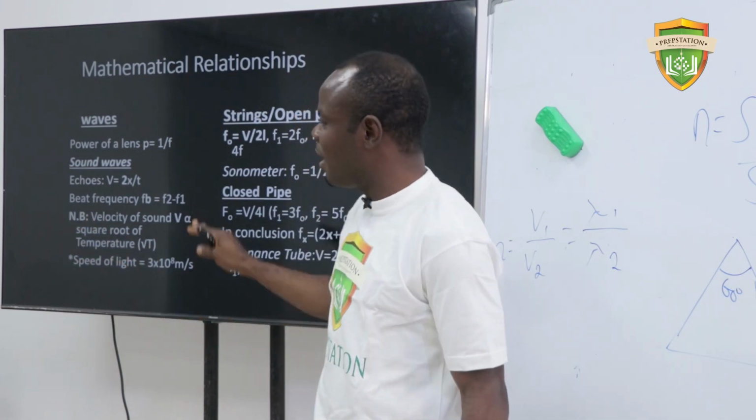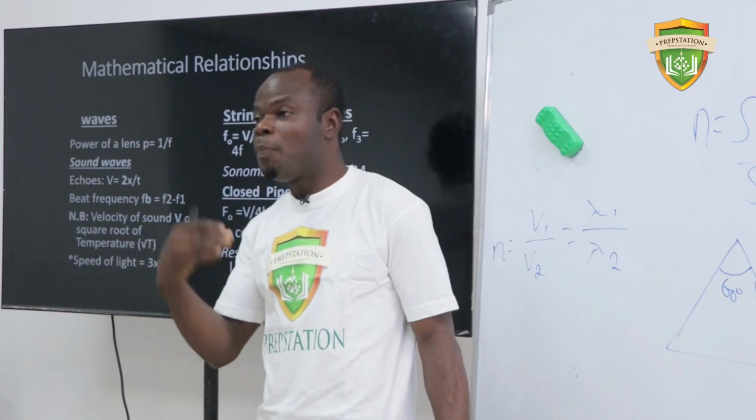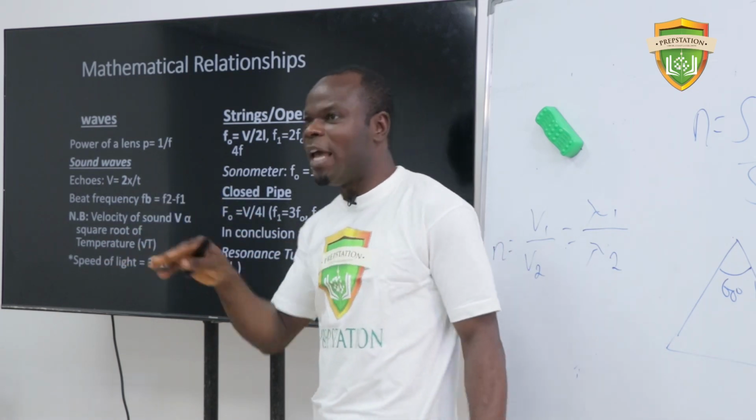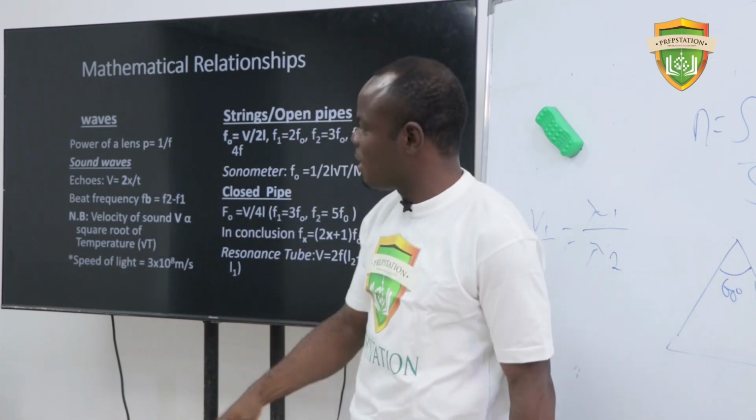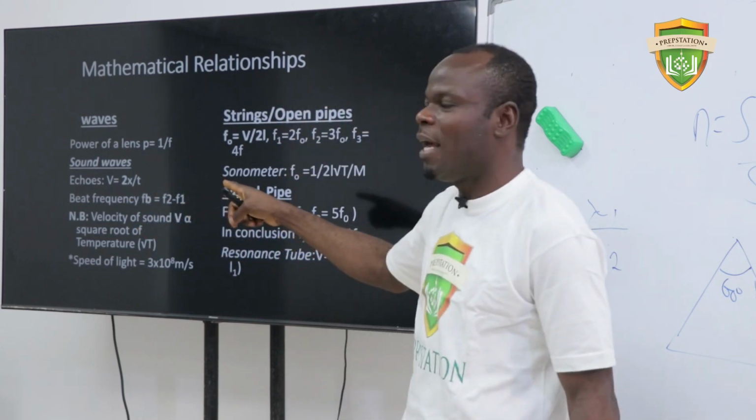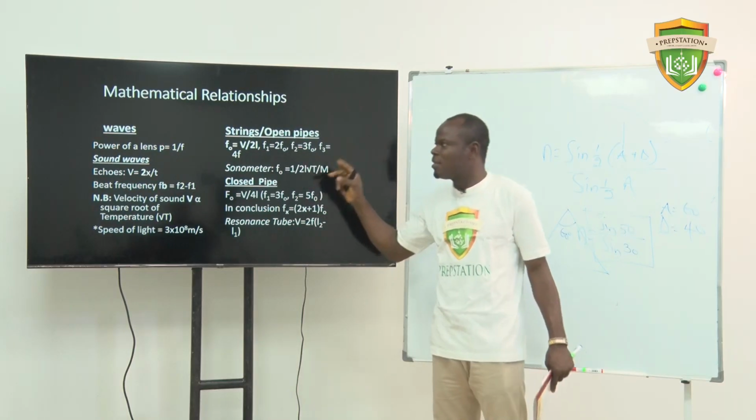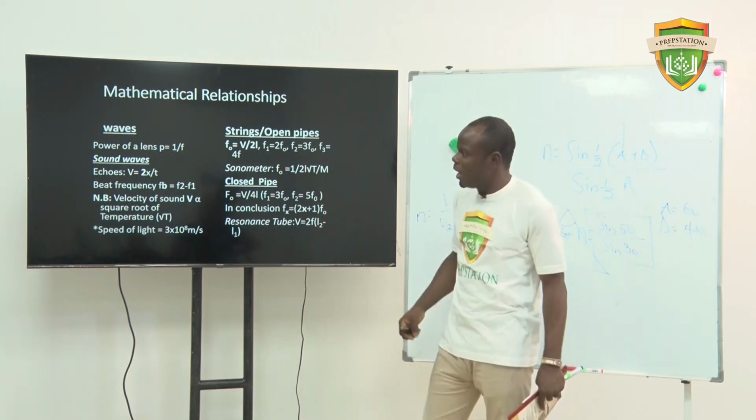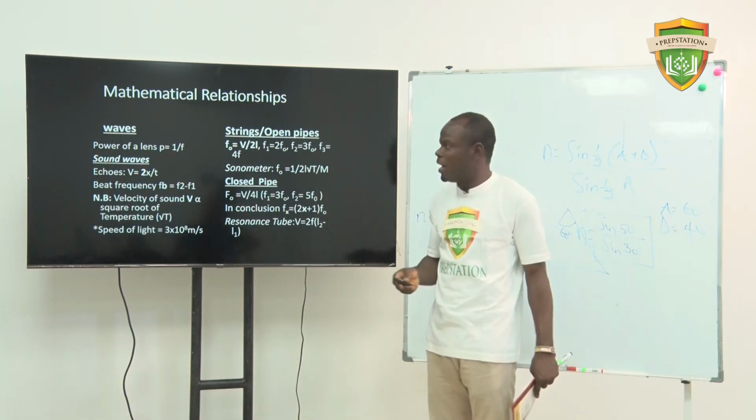Unlike the ordinary speed we talk about, speed is distance over time. But once you are discussing the concept of echo, the distance will have to be twice. That's why you are having that 2 there. V equals 2x all over t. The 2 there shows that we are dealing with echo. And the question will always be clear about that.